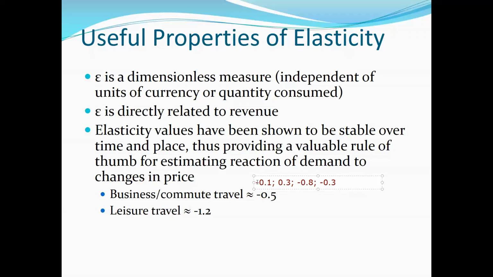So the correct answer to this question is negative 0.8. That represents a more elastic demand than it used to be. You can get the hint from the leisure travel. Leisure travel demand, as I mentioned, is much more elastic because people can forego it. If the price rises too much, they'll say, hey, I can't go on this trip right now.